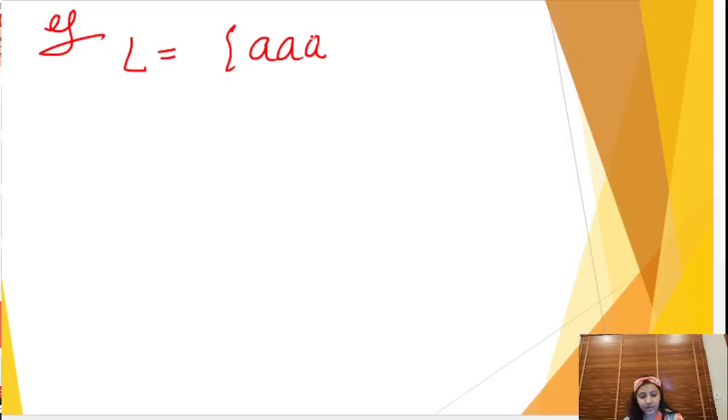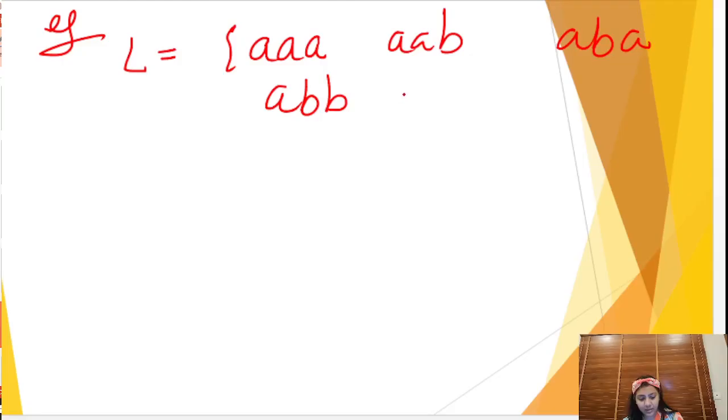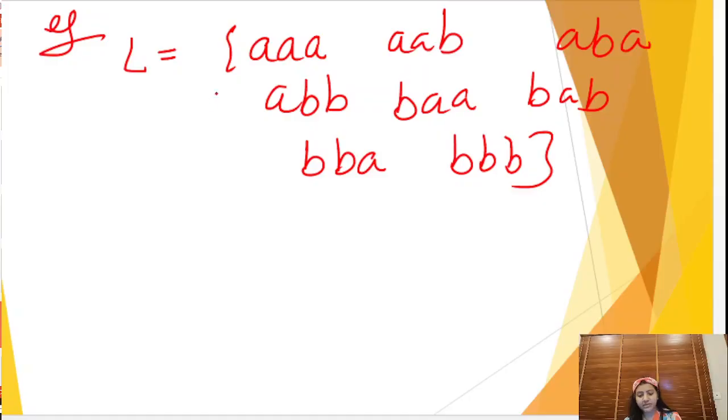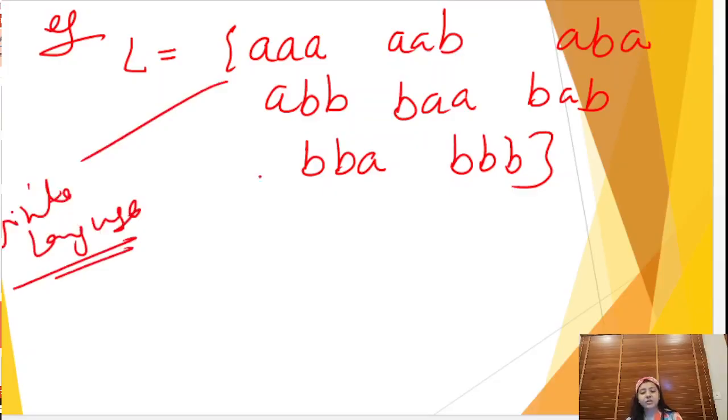Let's take another example. My language is AAA, AAB, ABA, ABB, BAA, BAB, BBA, BBB. So this is a finite language. We have already seen that if the set consisting of the language is finite, then the language is finite, and if the set is infinite, then the language will be infinite. So here there are a total of 8 strings in the language, so we say it's a finite language.